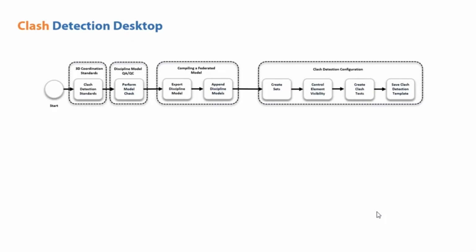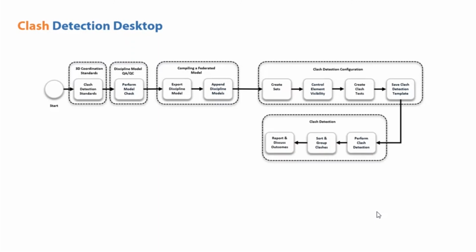And once it is done, it can be moved to the next stage, that is the clash detection configuration, which is a process that involves the creation of the clash tests, the involvement of clash sets and templates to be used, so that the clash detection can be configured properly. And once it is done, we can go with the clash detection process, which is the identification of the clashes, grouping and sorting of the clashes, then reporting to the other stakeholders involved in the process.